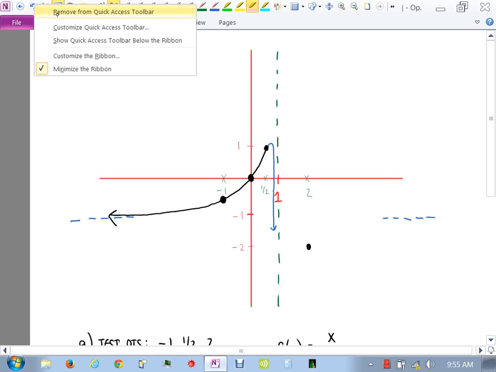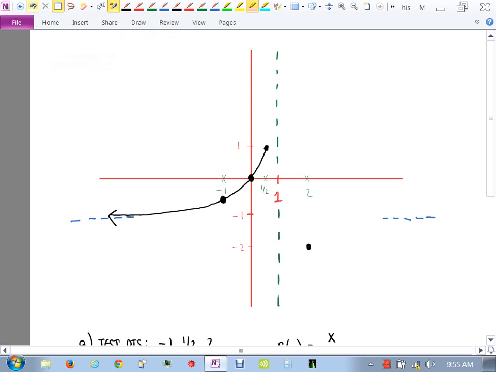Uh-oh. There. So I will go and curve up like that.